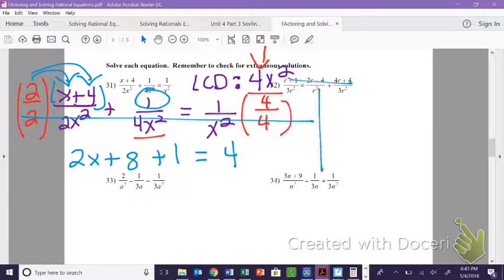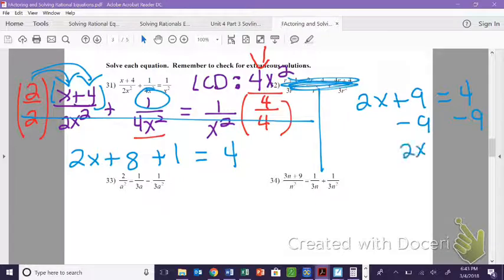I'm going to come up here, ignore all this, and I'm going to solve it. 2x plus 9 equals 4. Subtract 9 from both sides. 2x is equal to a negative 5. Divide by 2, x is equal to a negative 5 halves.